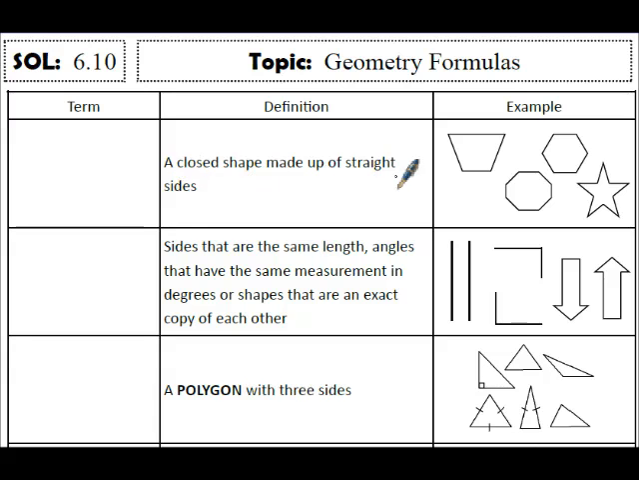A closed shape made up of straight sides is called a polygon.